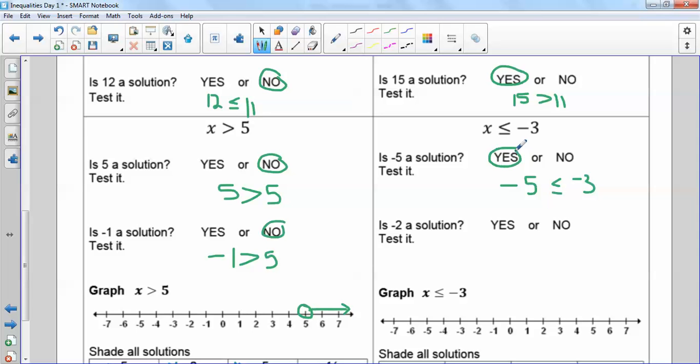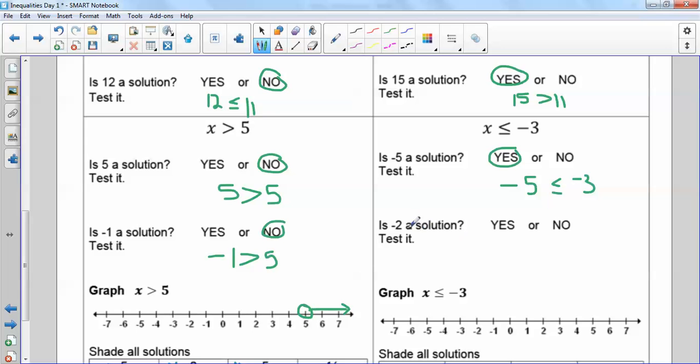The negatives are a little bit tricky, but remember, the bigger the number here, the smaller it is on our number line. If we look at our number line, -5 is further away from 0. So -5 is less than -3 because it's further from 0, so it is smaller.